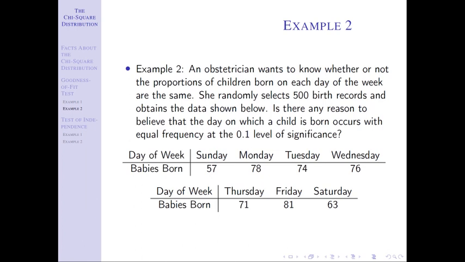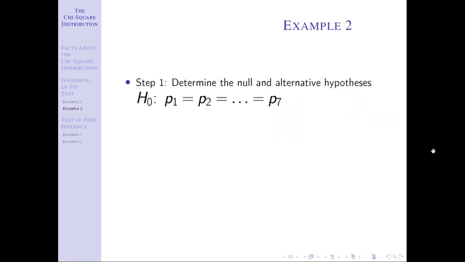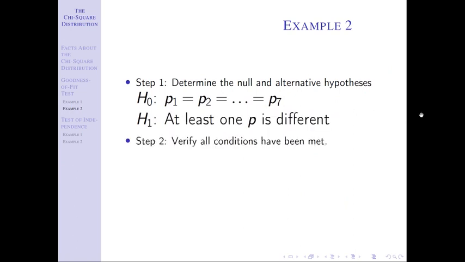Lots of ways to word that. But it's this idea that I'm saying, yeah, all the days of the week probably are the same. That's what I'm wondering. So that leads me to the type of test where my hypotheses are all of the probabilities are equal versus at least one p is different. So make sure you understand the difference between these two types of setup.